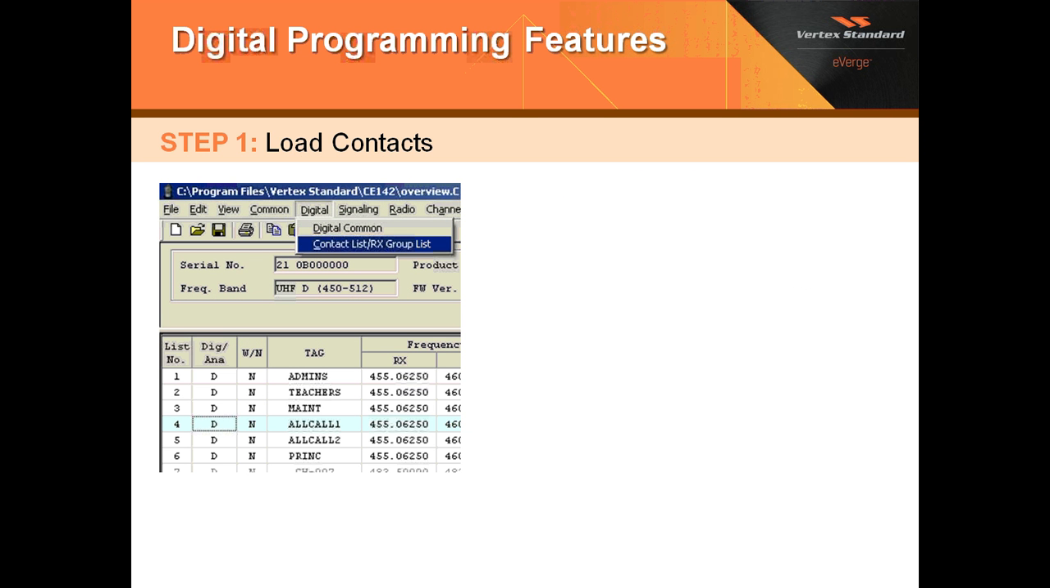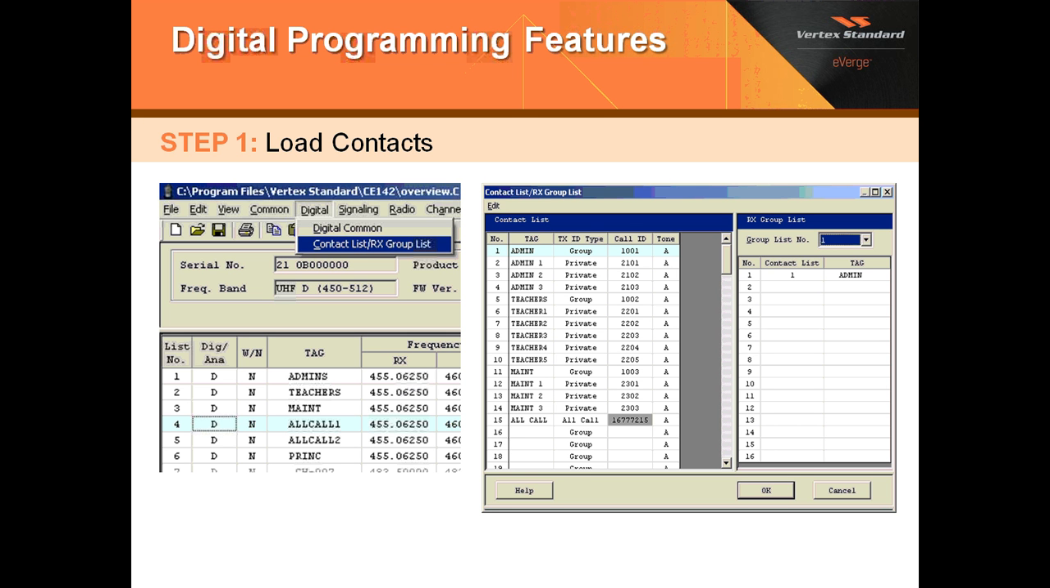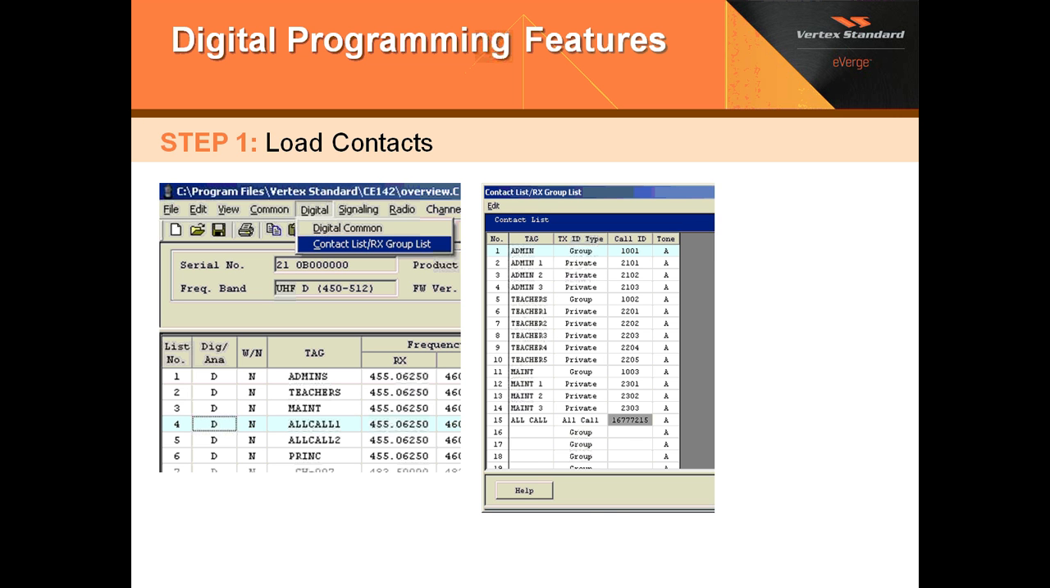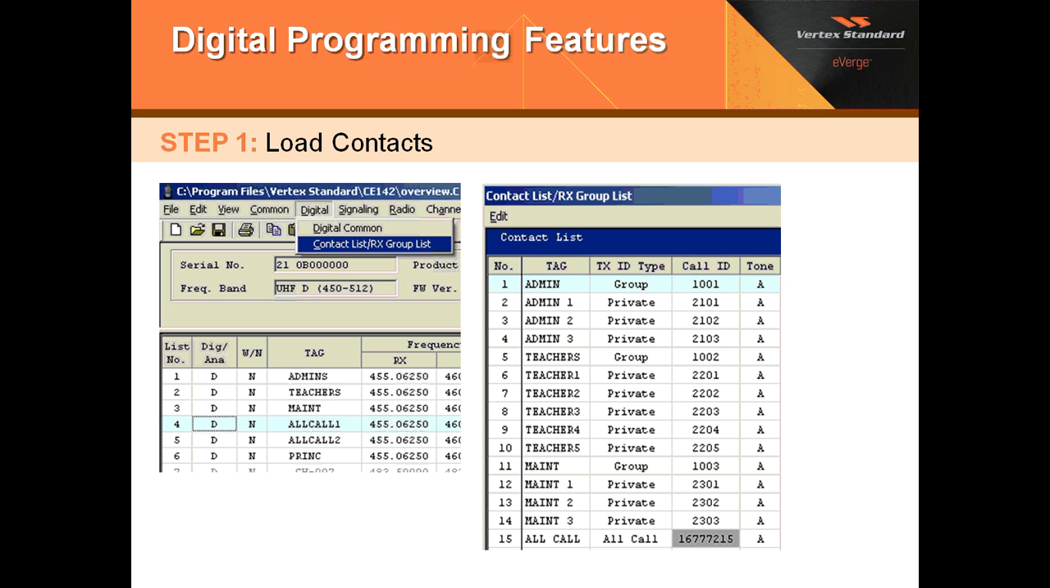Alright, we're going to start off with loading contacts. Start off by clicking on digital, then contact list / receive group list. That will bring this window up. But for right now, we're not interested in the entire contact and receive group list. We're only concerned about the contact list. So we're going to just look at this part.